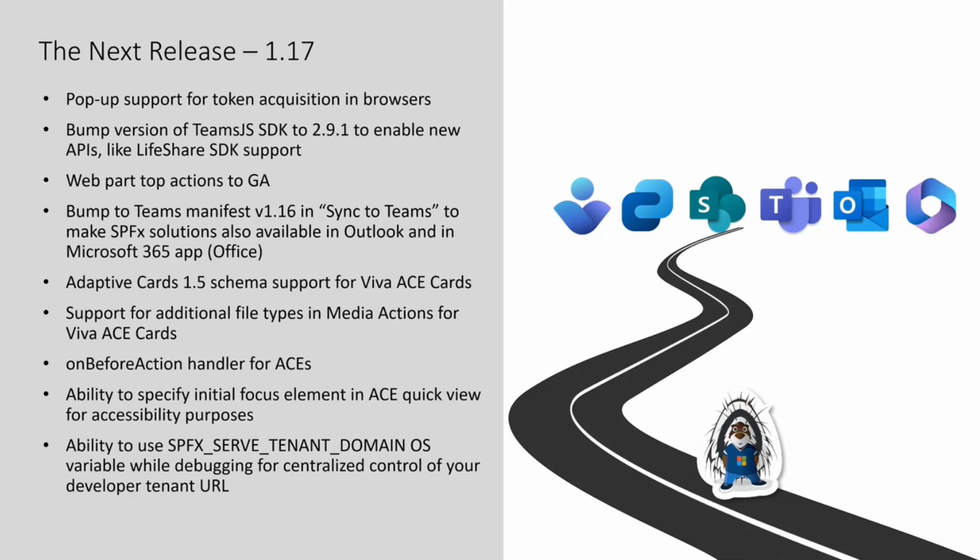We bumped the version of the adaptive cards schema to 1.5. It means that now you can use, for example, tables in your quick views in ACEs. We now support additional file types in media actions for Viva ACE cards. We added an onBeforeAction handler for ACEs, and I will show it to you during the demo. Next one is the ability to specify initial focus elements in ACE quick views. This is for accessibility purposes. Basically, you can define what element should be focused first for the screen readers.